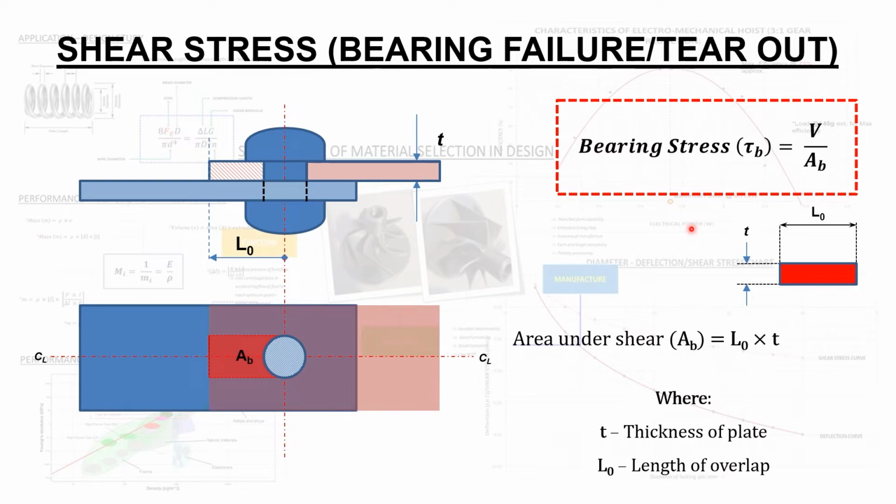So this formula is very good to have. If you have an idea of what your design shear stress is, you can use this equation to work out the minimum amount of lap required if you have to fasten the component in this configuration.